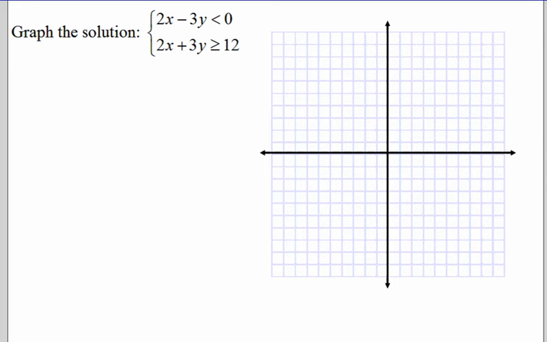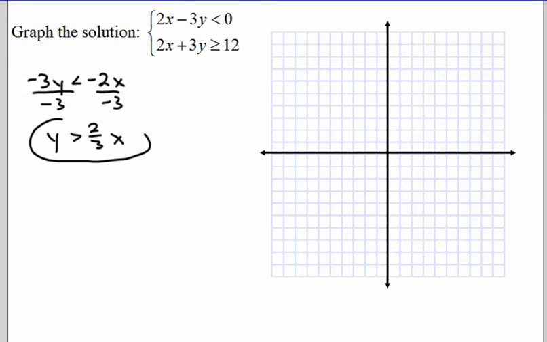So first thing I want to do is get these in y equals mx plus b form, slope-intercept form. So I'm going to take the 2x over. So I have -3y is less than -2x. I'll divide by -3. So y is going to be greater than 2/3 x. Okay, that's one inequality I want to graph.